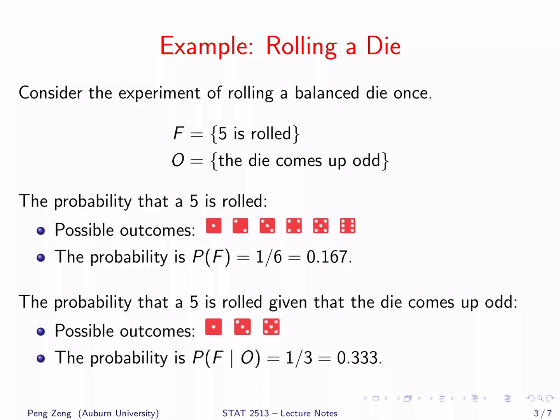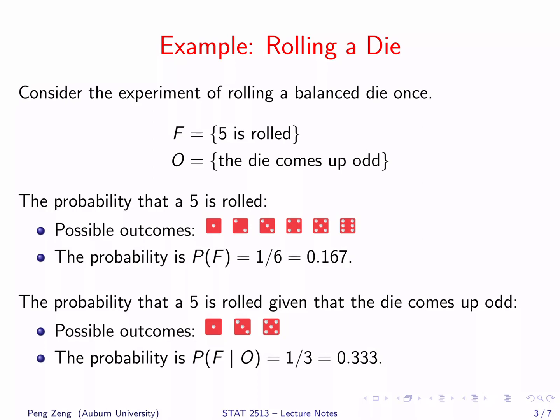Let's use one example to illustrate the concept. Consider the experiment of rolling a balanced die once. Here we define two events. Event F means that 5 is rolled. Event O means that the die comes up odd. Firstly, let us calculate the probability that a 5 is rolled, or probability of F.